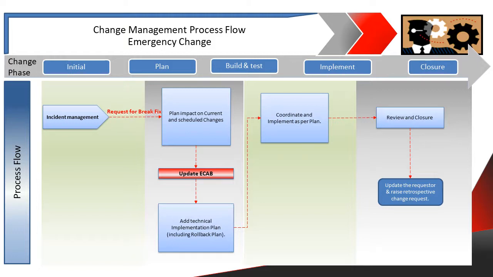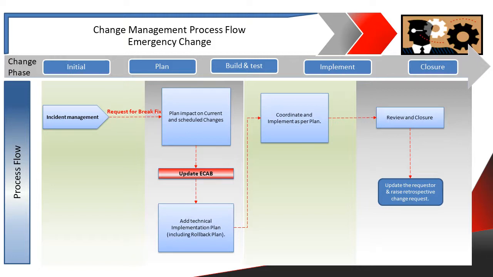So it comes straight to incident management, and incident management then requests a break fix. Then it comes to a plan, how to implement it. This planning is always required. Then it is updated to the ECAB that this is required, and an emergency approval is taken. It's usually one person who is authorized for different kinds of changes, but we have to always define who the ECAB member is who can approve that.